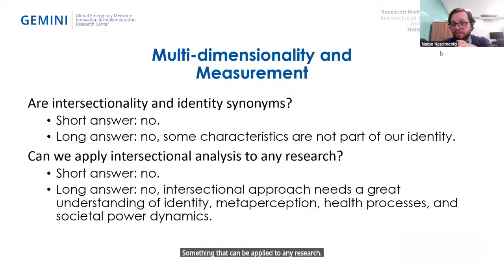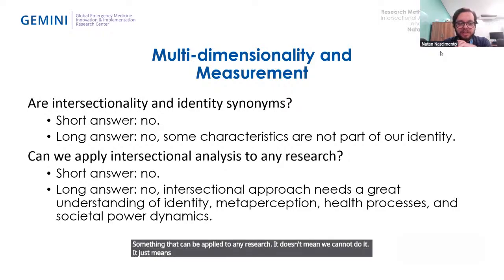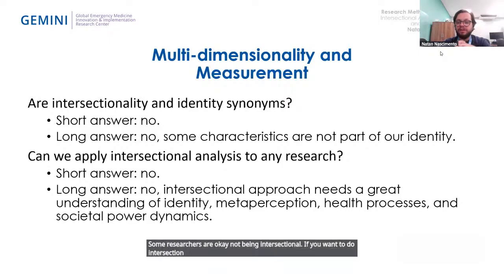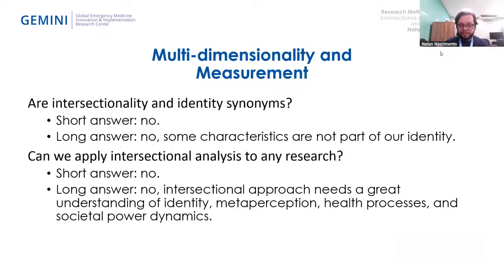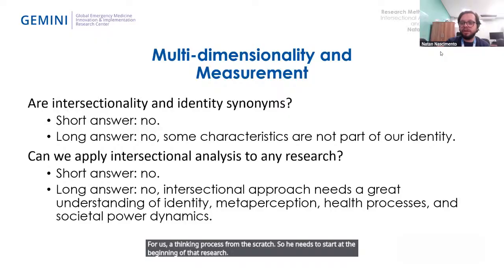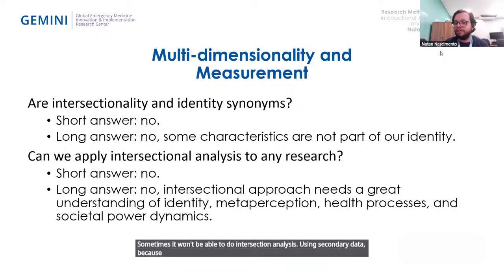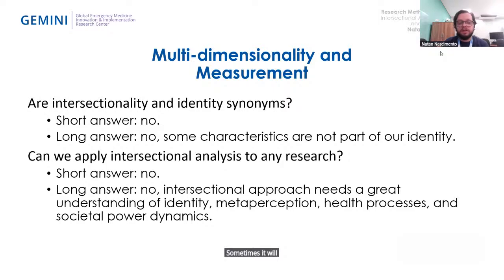It doesn't mean we cannot do it. It just means that some research is okay not being intersectional. If you want to do intersectional analysis, it needs to be a thinking process from scratch. So it needs to start at the beginning of that research. Sometimes you won't be able to do intersectional analysis using secondary data because it won't have the data you need. Sometimes it will, and it's good, but sometimes it won't. That's why it's so important how we measure things.